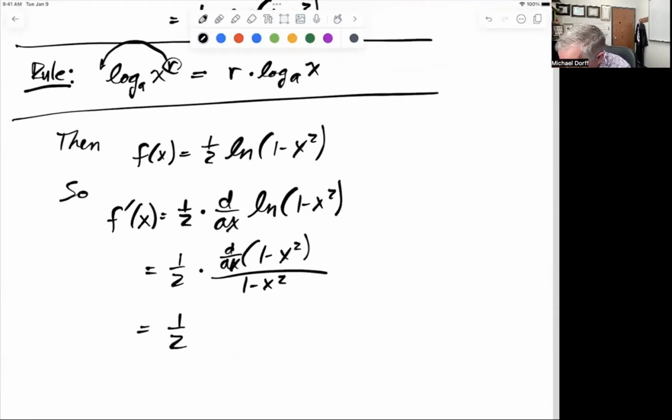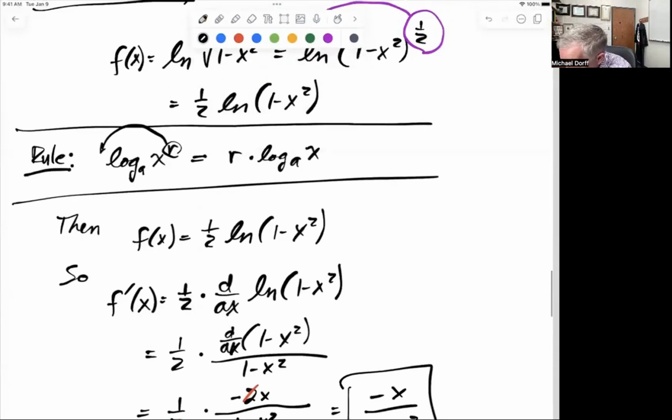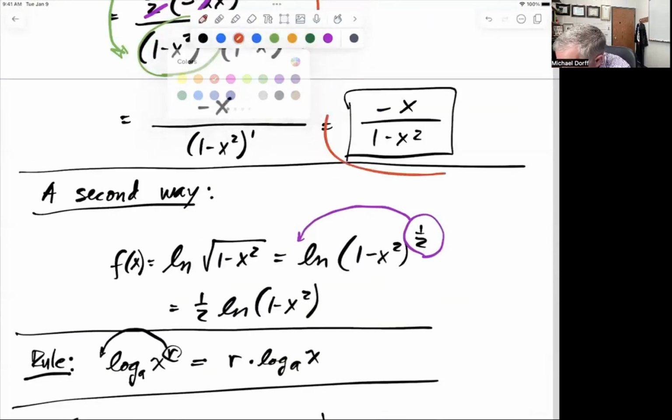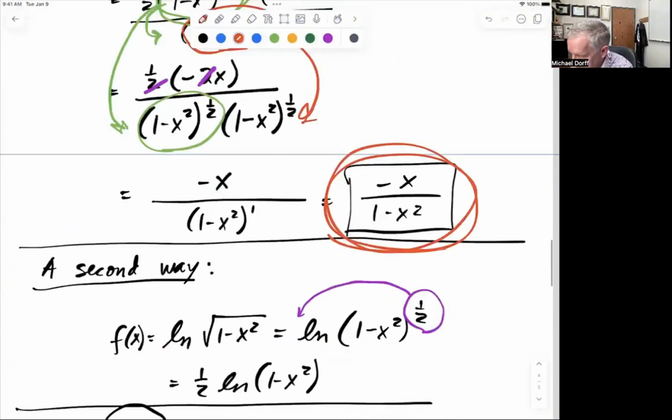So what's the derivative of the parentheses? In the numerator, we have minus 2x. And in the denominator, we have this. And then those 2's cancel out, and we end up with negative x over 1 minus x squared. And notice that that answer is the same as this answer here. We got the same answer. You can do either way.